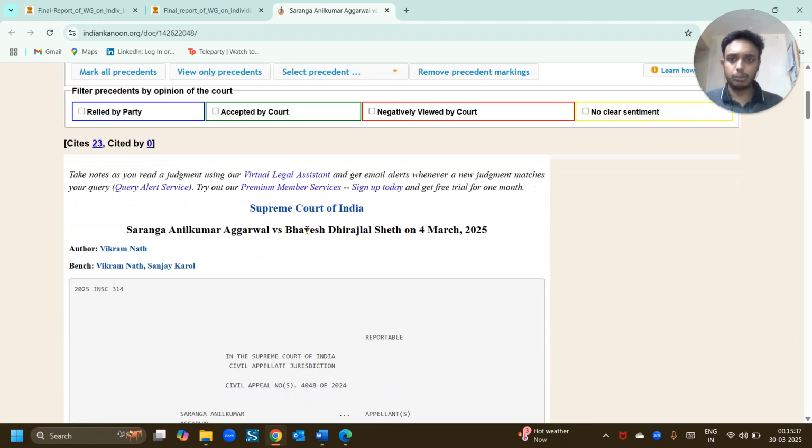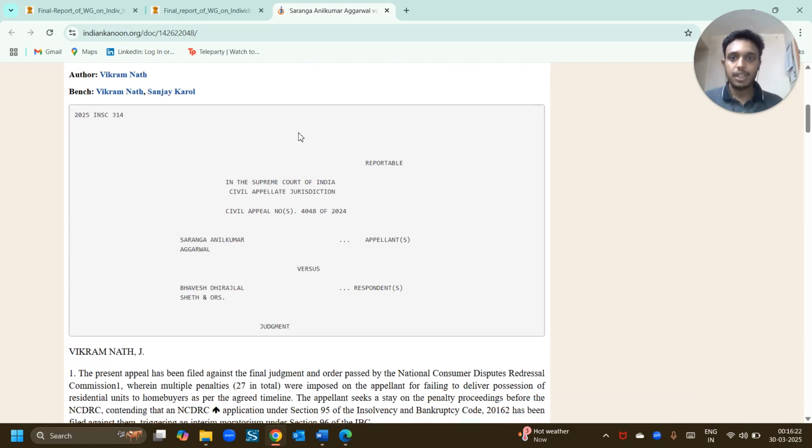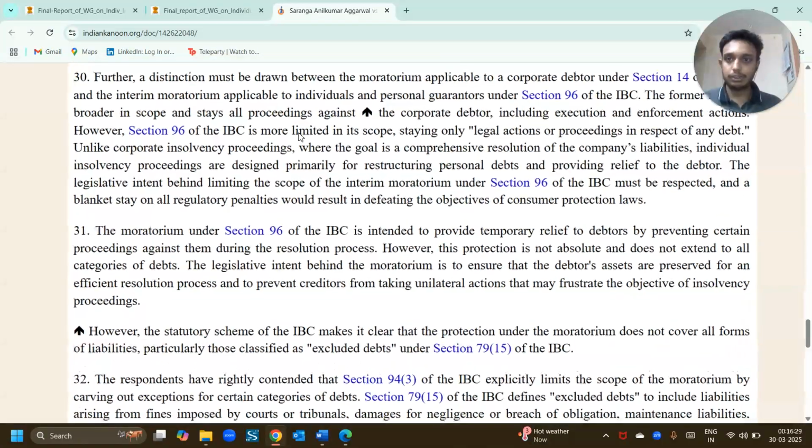This was the question before the Supreme Court in this very recent judgment in Saranga Anil Kumar Agarwal versus Bhavesh Dheerajlal Sheth. The question that rose was whether or not the debt, any debt as mentioned under section 96, would extend in respect of penalties levied under the Consumer Protection Act of 1986. Therefore, basically to say whether or not, when the interim moratorium under section 96 is still in force, the penalty under the Consumer Protection Act 1986 can be enforced or levied against the guarantor, right? That's the question that the Supreme Court is faced. The answer can be seen here in paragraph 30.